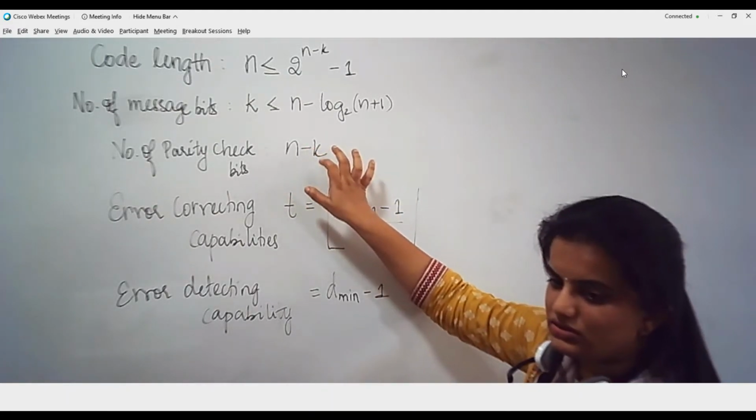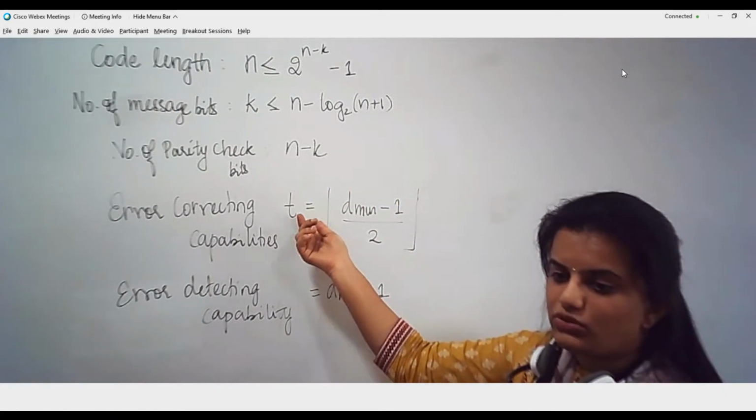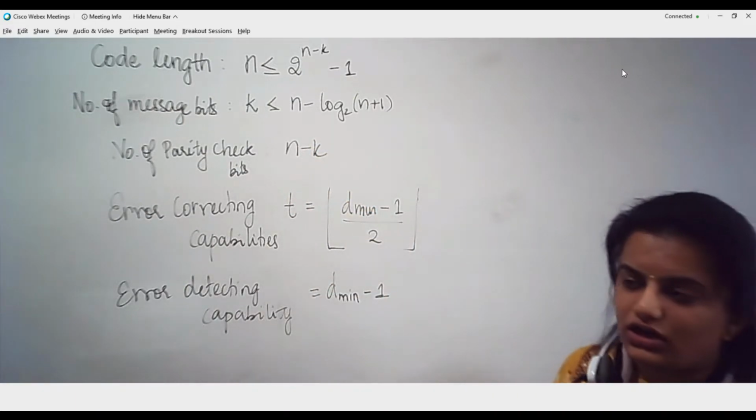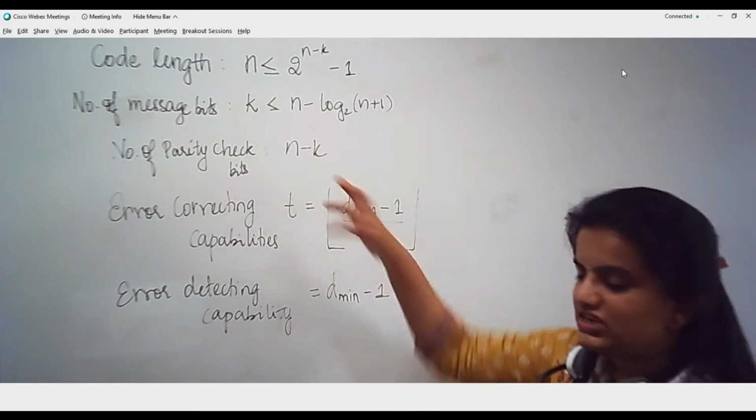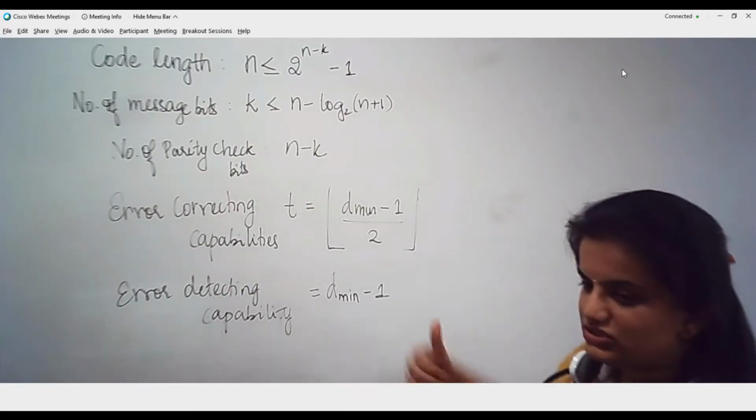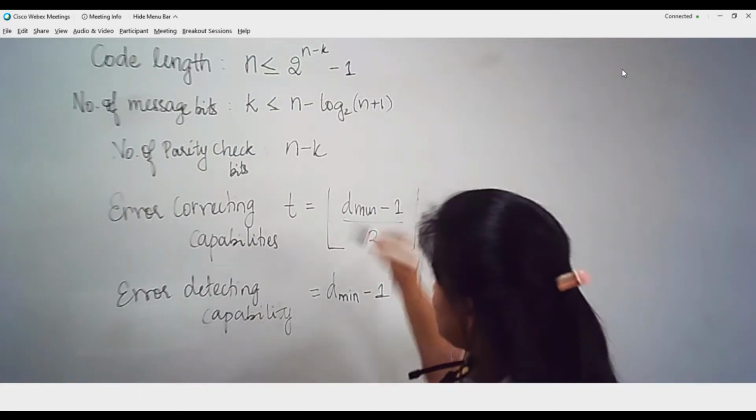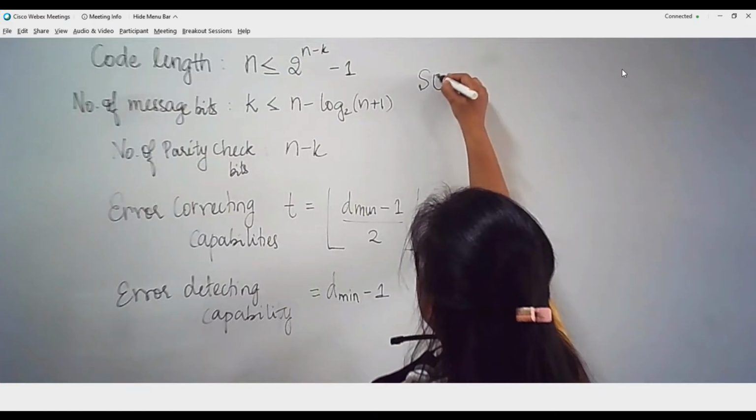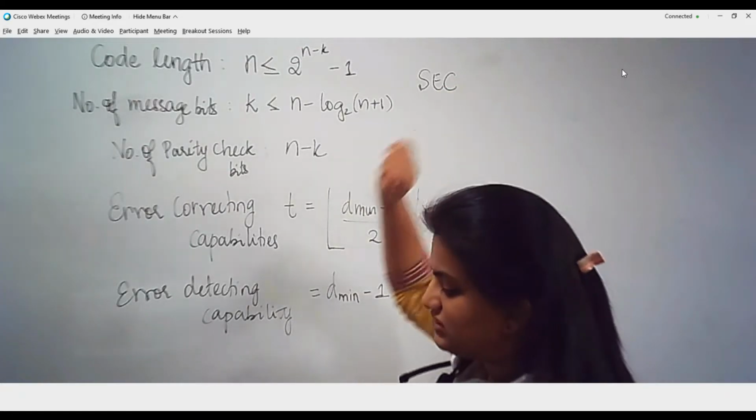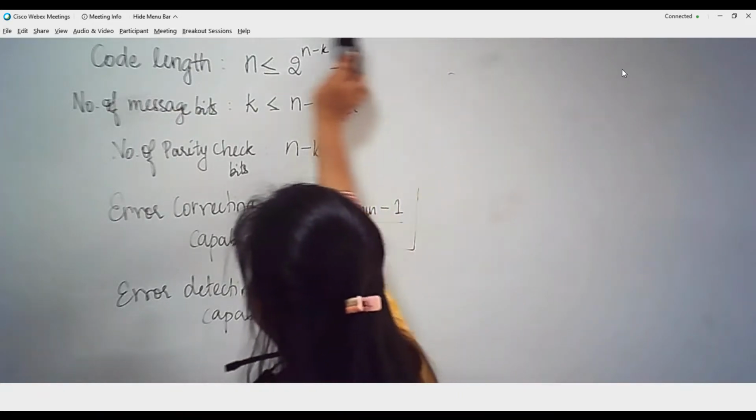This n and k can vary while keeping the error correcting capability a constant. You can go on changing the values of n and k based on the message block that I have with me. Okay, so these are the expressions that you need to know while constructing single error correcting Hamming codes. From now on, single error correcting codes are abbreviated as SEC. Wherever you see SEC, it represents single error correcting code.